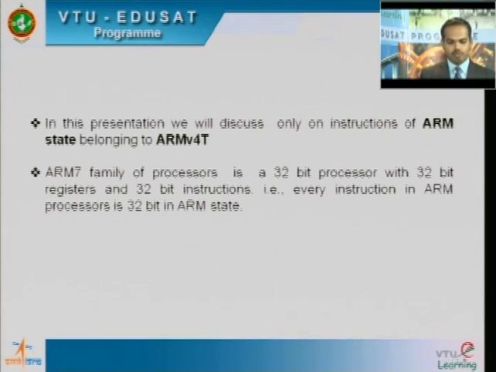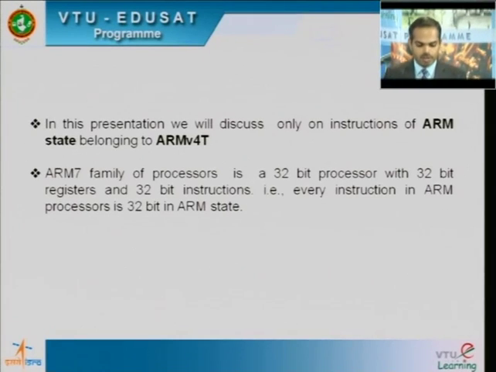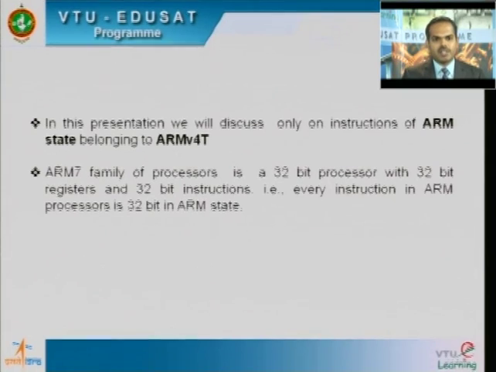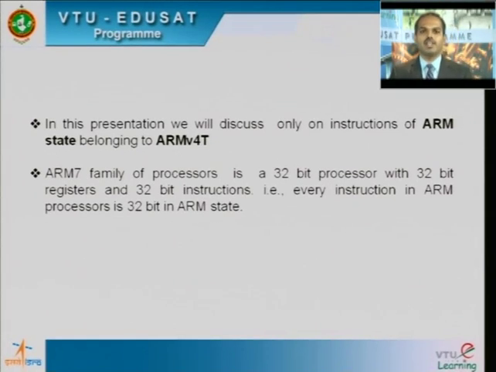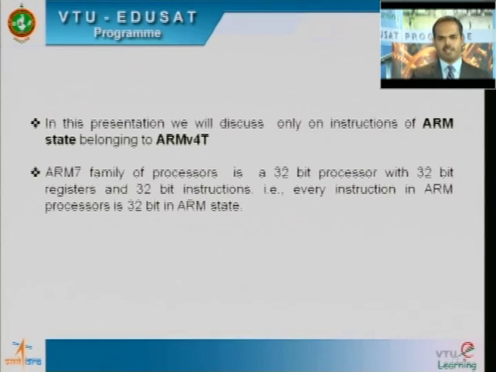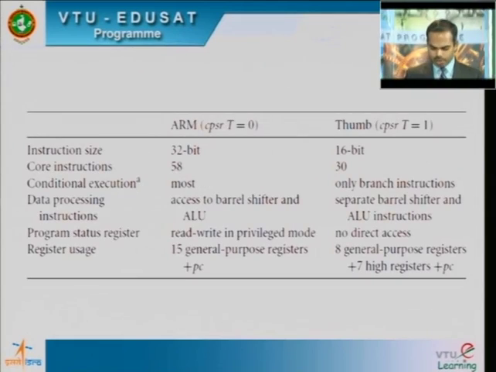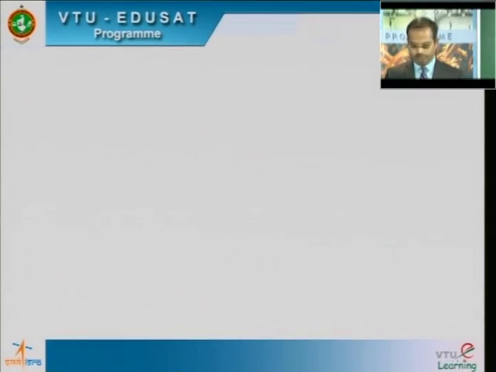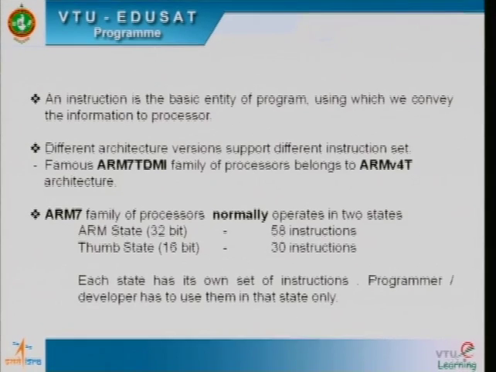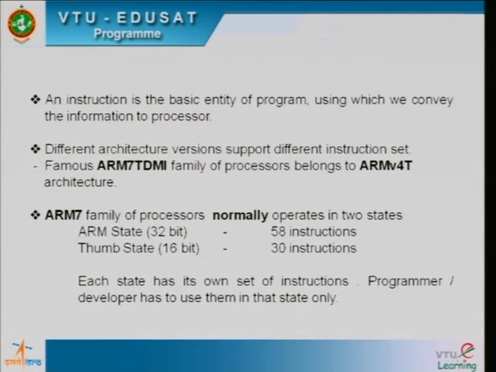And then, to give a conclusion over this concept, the ARM7 family of processors is a 32-bit processor with 32-bit registers and 32-bit instructions. That is, every instruction in an ARM processor is 32 bits in length. Right. So, just as a conclusion, the ARM7 family of processors from ARM architecture version 4T, working in ARM state, which is the 32-bit state, has 58 instructions.